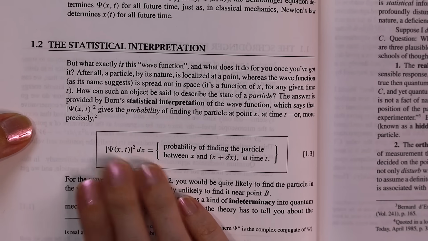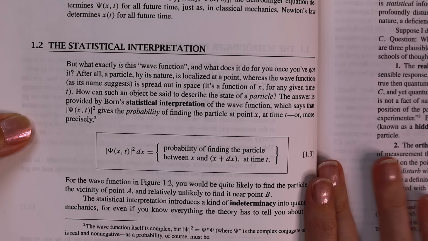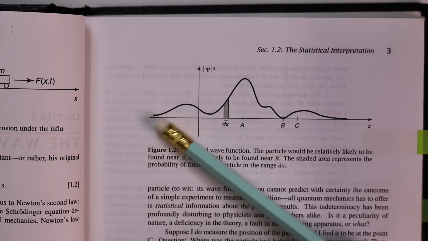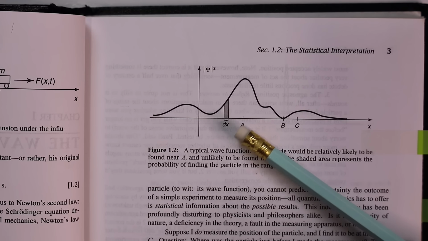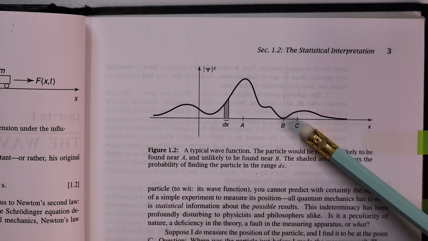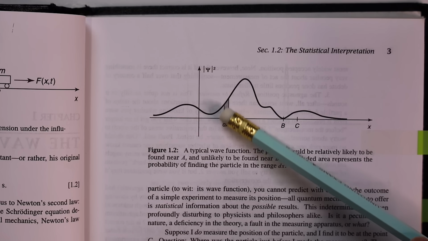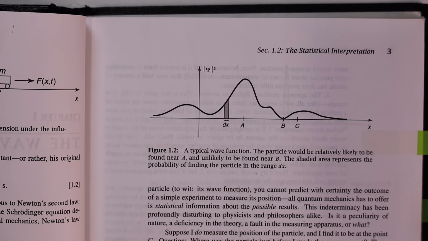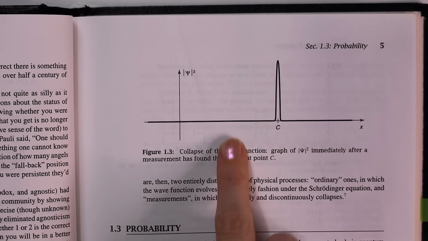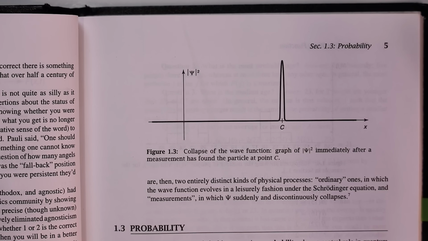The square of this wave function is the probability of finding a particle at a given point at a certain time. This is what they say a typical wave function looks like. The particle would be relatively likely to be found near A and unlikely to be found near B. If you want to find the actual probability of finding the particle in any given sliver, say the shaded region here, dx, you'll want to find the area under the curve, or the integral. The next illustration shows what happens when we take a measurement. It is the collapse of the wave function, showing that the particle was found at point C.